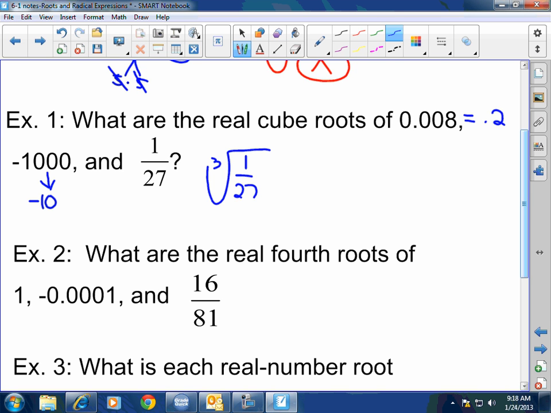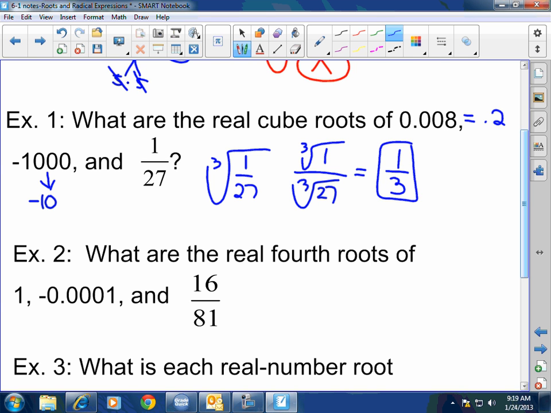Now, what happens here, guys, is when you have a fraction under the radical, the radical really belongs to both the numerator and the denominator. So sometimes it benefits you to break it up. This is the cube root of 1 over the cube root of 27. The cube root of 1 is 1. The cube root of 27 is 3. So in this case, it's nice and easy. Does that make sense? Okay, awesome.